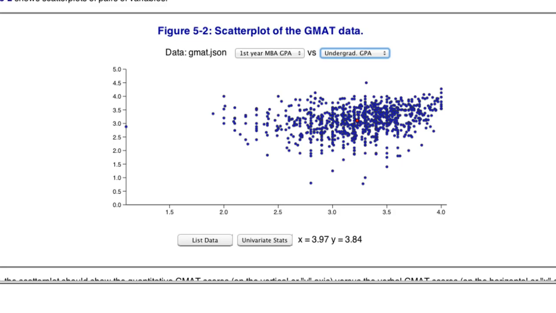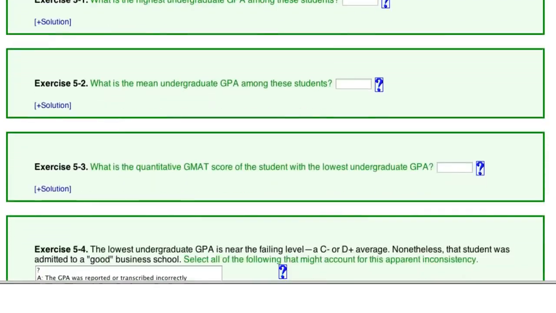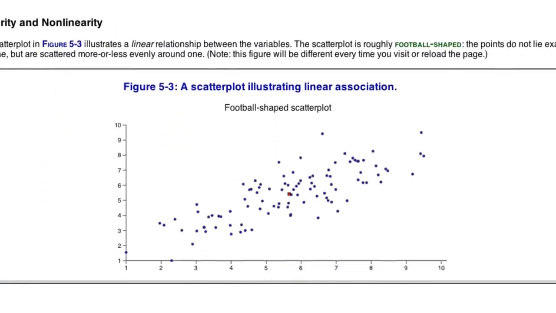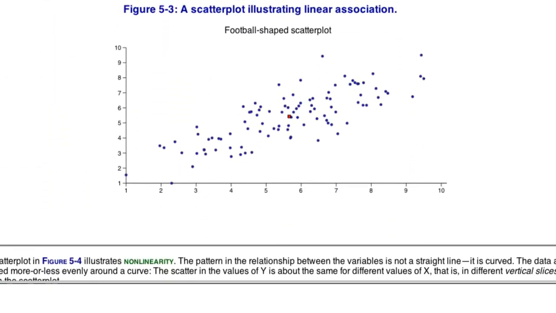What kind of graph would show a relationship? Well, let's see. Here we go. Linear association, you've seen that before. Please note that we're not paying attention to what's along the two axes. You can say a lot about the relation between the two variables by just looking at the rough shape.